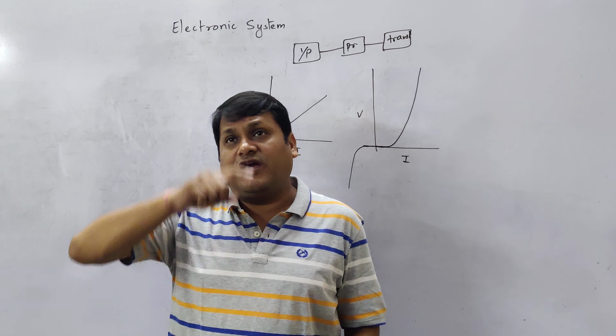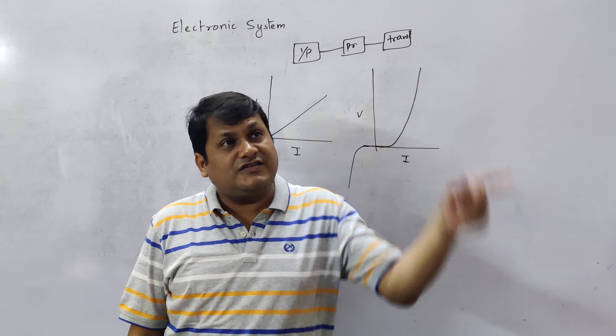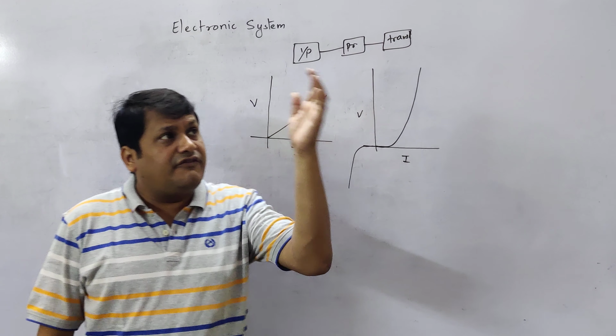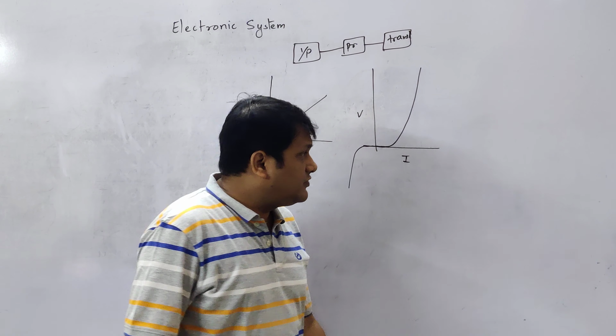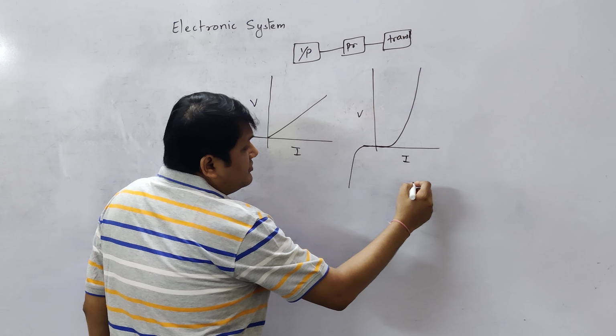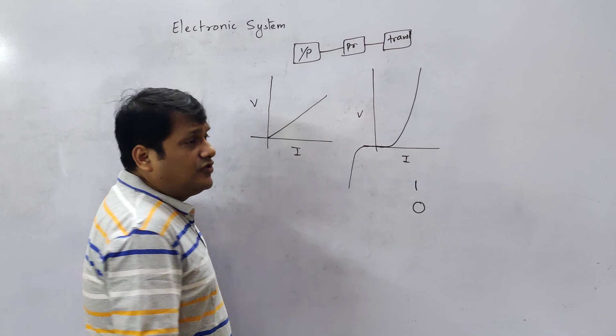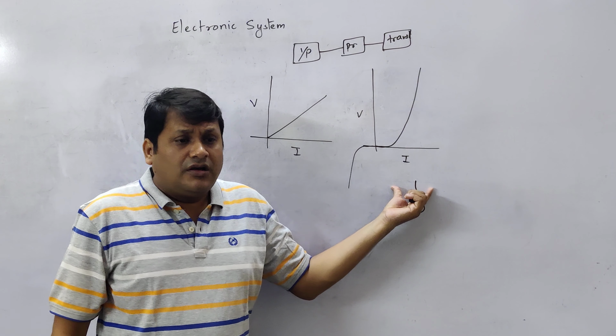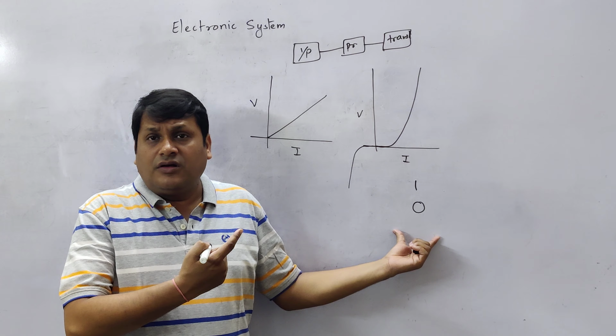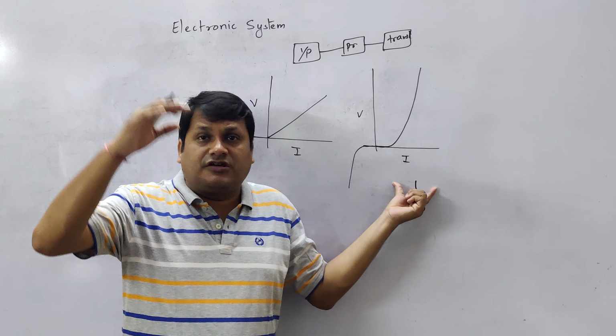What is digital? Your AC and DC. AC means analog, at every point it is changing, and DC means only two levels. What are those two levels? Digital logic 1 and 0. Your computer language, your machine language. What is 1? What is 0? The 1 means high logic.